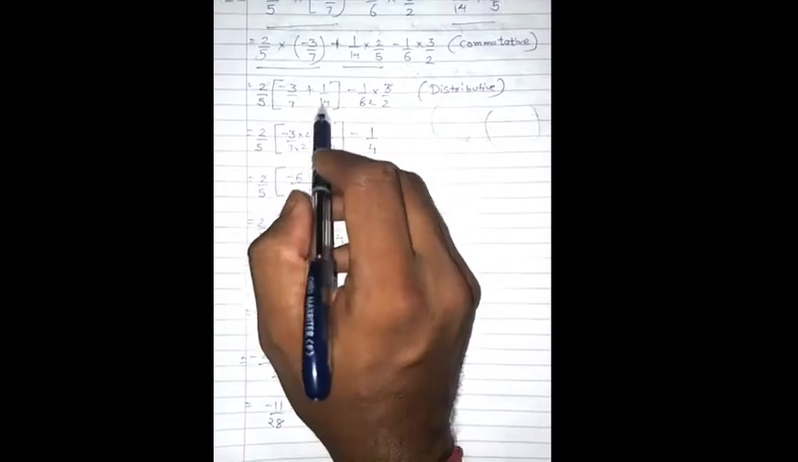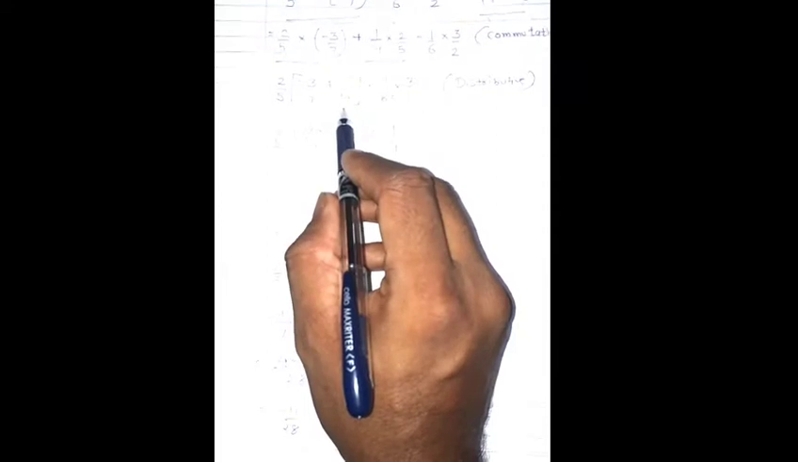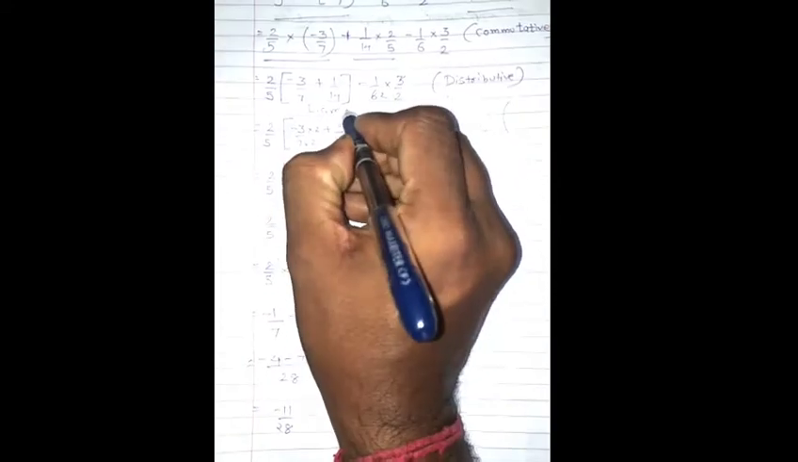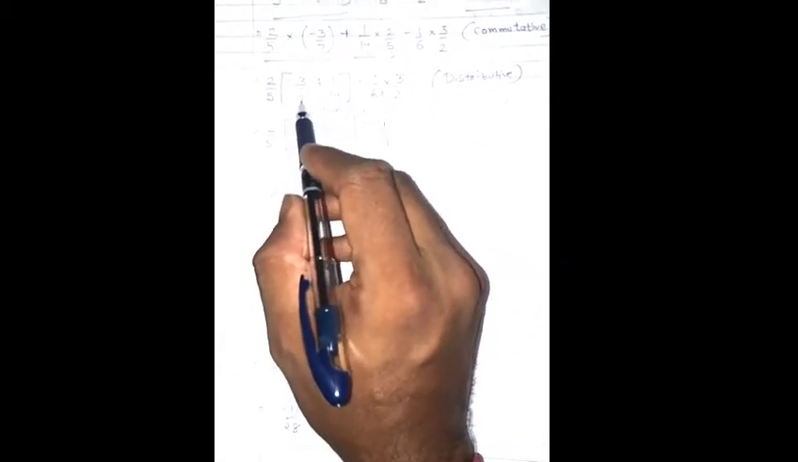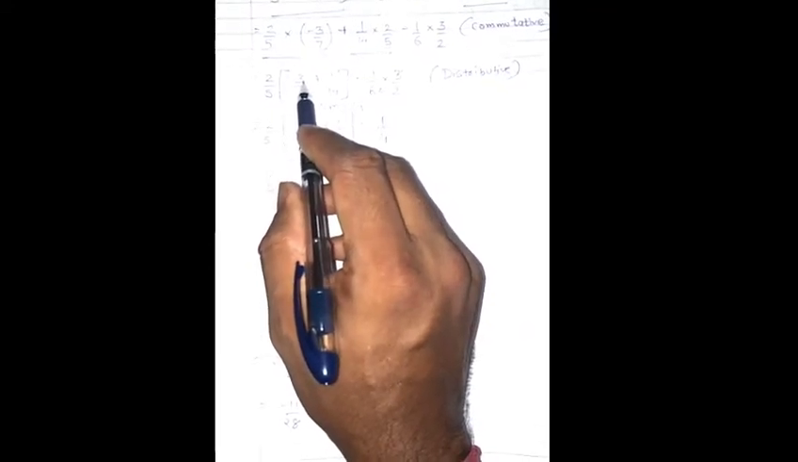Now inside the bracket, you have to find the LCM. You have to equalize the denominator. Now the LCM is 14. So to get 14, this 7 should be multiplied by 2. So here also you have to multiply 3 by 2.